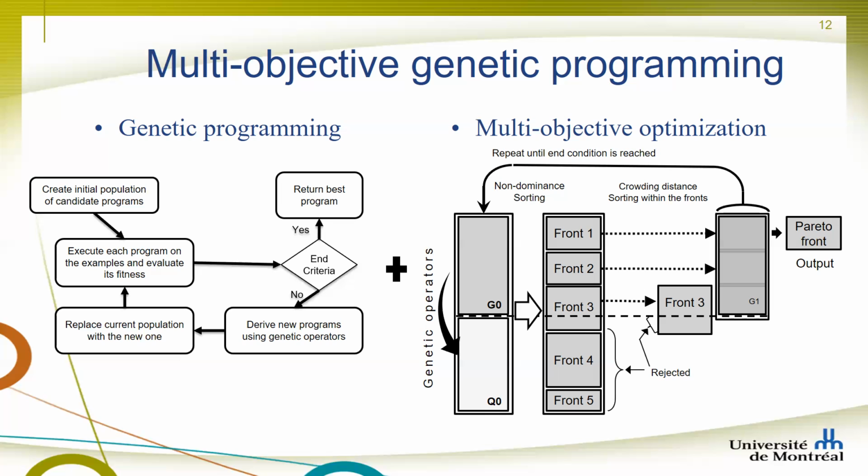So multi-objective genetic programming is a mix between the two. We are manipulating programs rather than solutions, and we have more or less the same process.